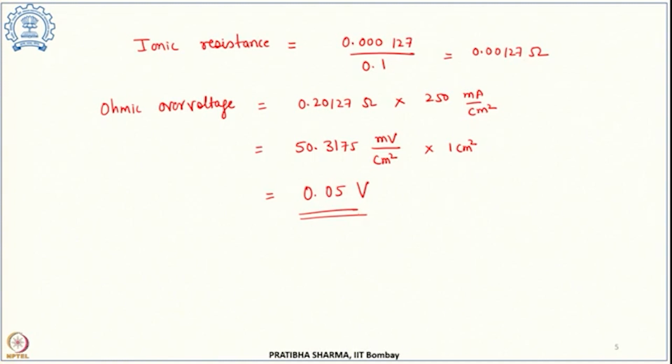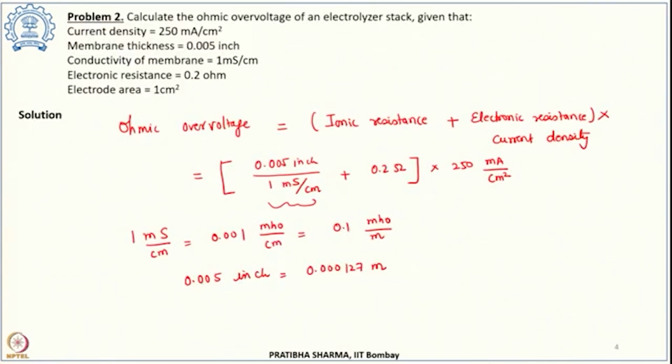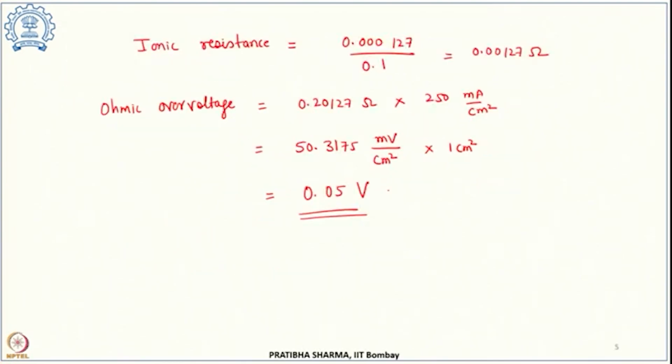So in this problem what we have done is, we have ohmic overvoltage, which is the sum of both the ionic resistance and electronic resistance times the current density. We found these terms, with just some conversions so as to get the ionic resistance in ohms, and finally added that to the electronic resistance to get the total resistance times the current density, and that gave us the ohmic overvoltage in the problem.